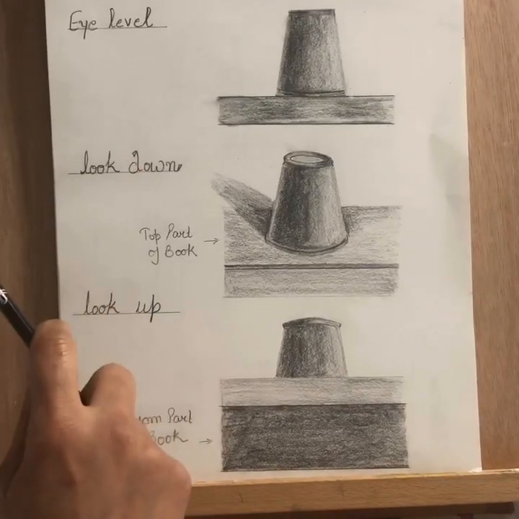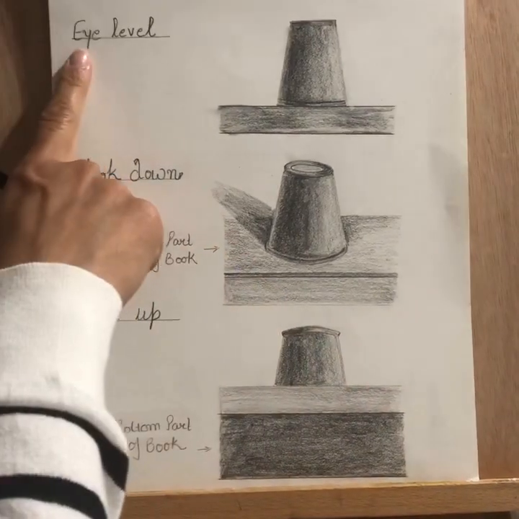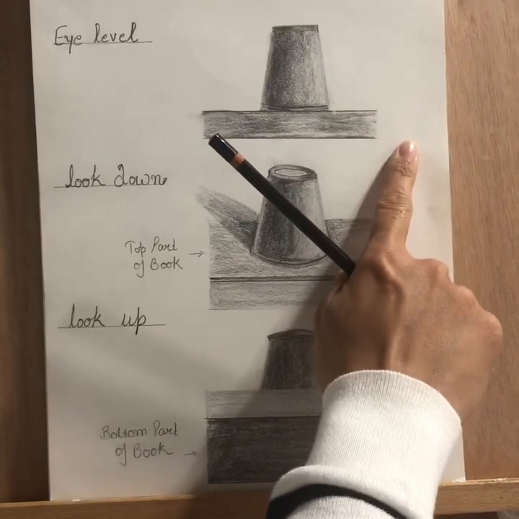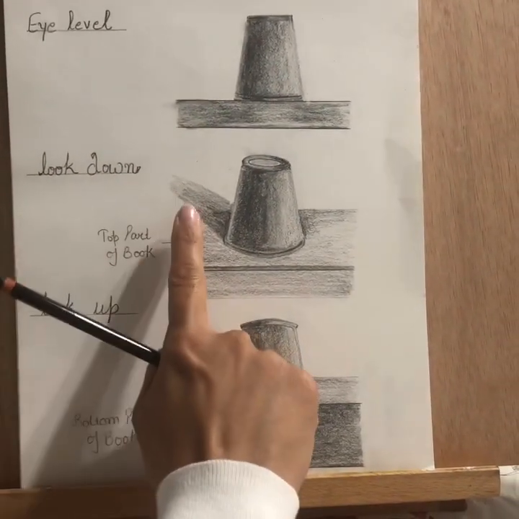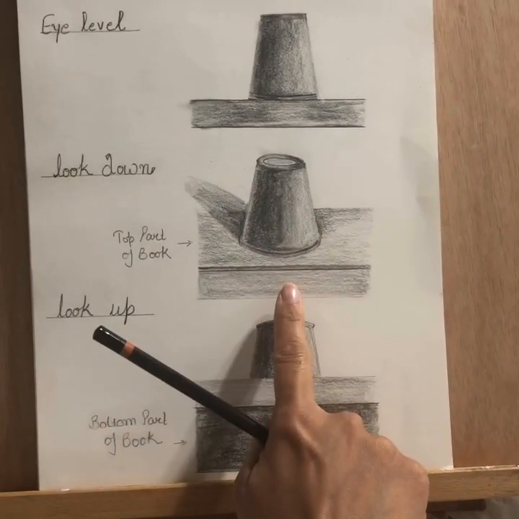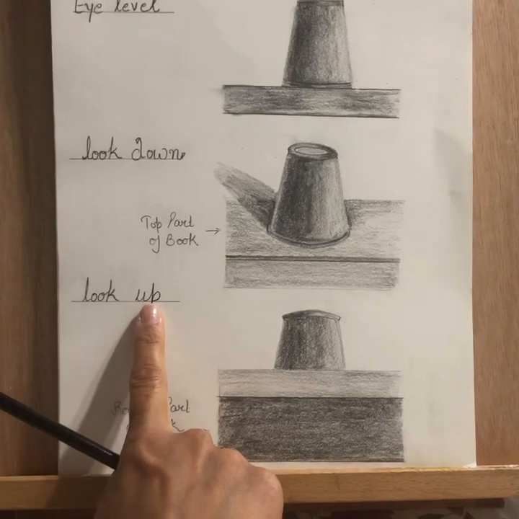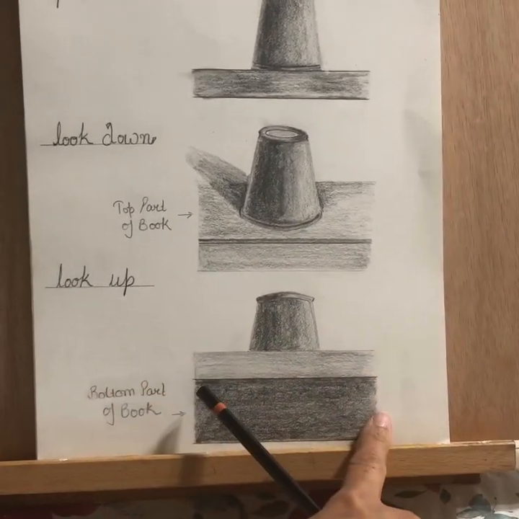In today's class, we learned about 3 different kinds of eye level. Eye level: when the object is at your eye level, it looks totally flat. Look down: in this position, you can see the top part of the still life object. Look up: in this position, you can see the underneath of the still life object.